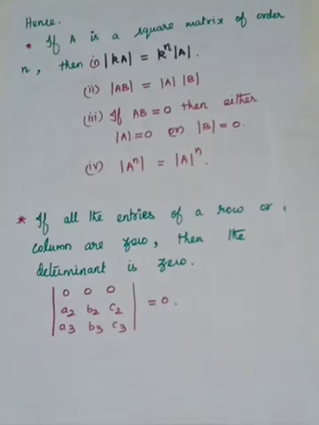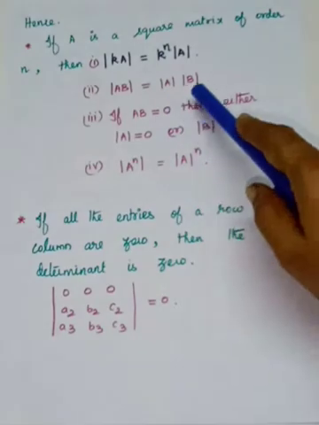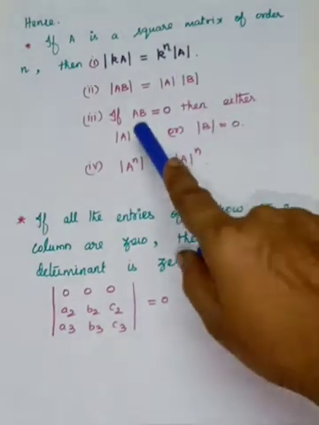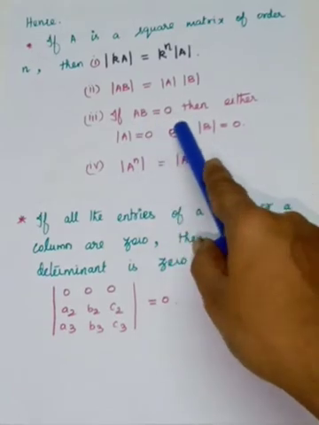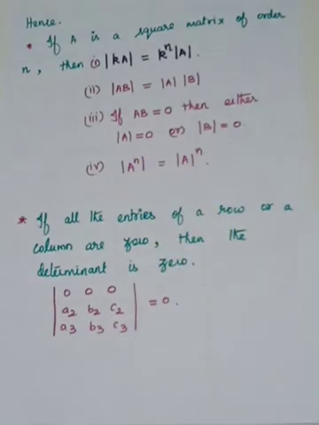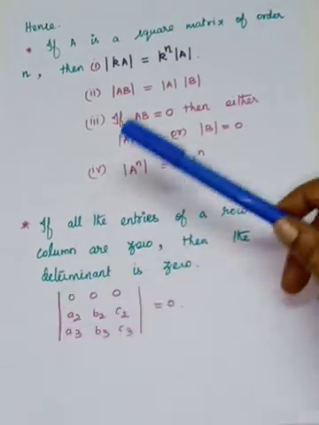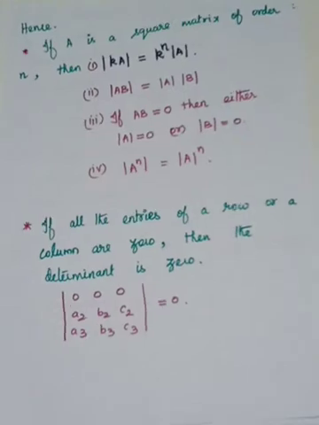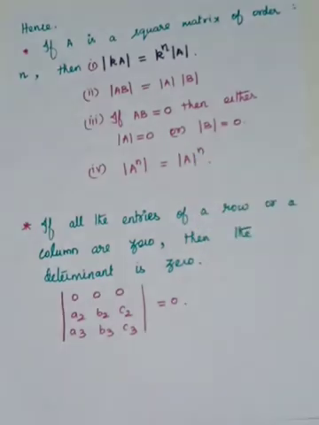And the second property, if A and B are square matrices of order n, we can write determinant AB is equal to determinant A into determinant B. Okay, if AB is equal to 0, so the product of two matrices is a 0 matrix, then either the determinant of A is equal to 0 or the determinant of B is equal to 0. And the next property holds if A is a square matrix of order n. So determinant of A power n is equal to determinant A the whole power n.